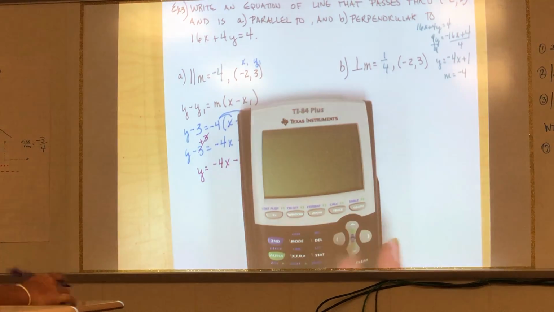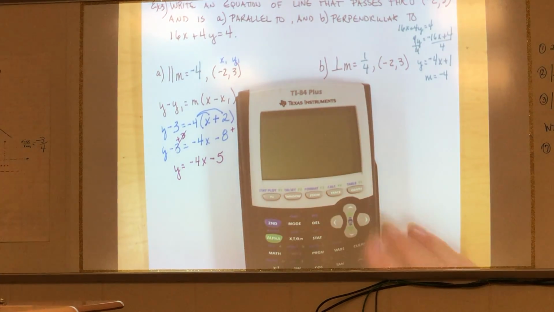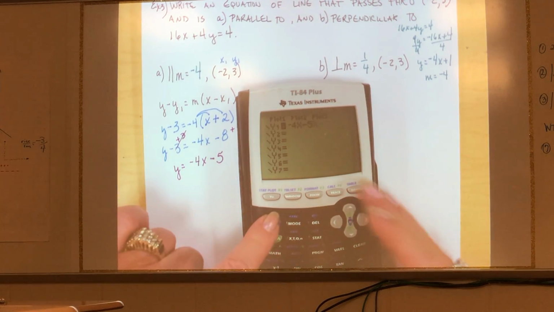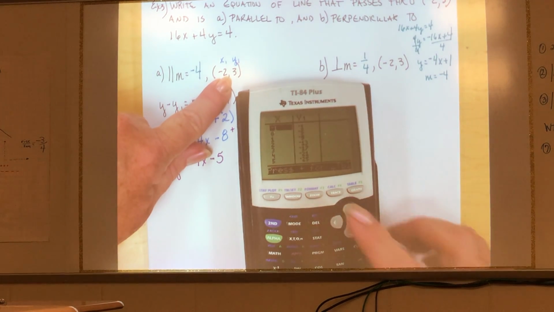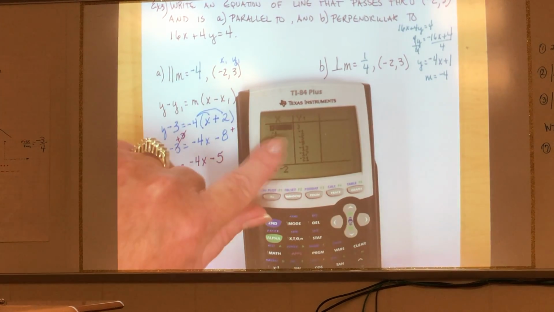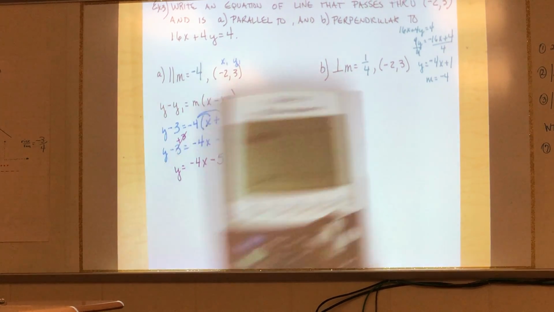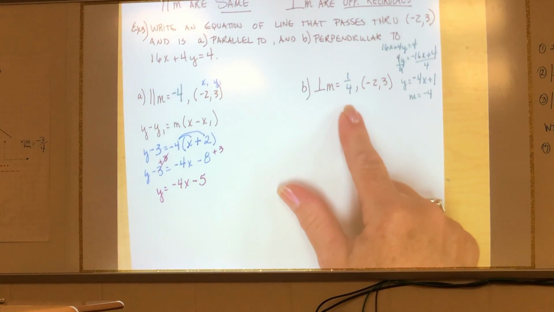I'm going to check it, people, because it takes me 15 seconds to check this. I'm going to go to y equals, and I'm going to put in negative 4x minus 5. I'm going to table it. What am I looking for? Negative 2, 3. Negative 2, 3. There it is. Y'all, he is the only line that has a slope of negative 4 and passes through that point. Okay? All right, let's do this guy over here.